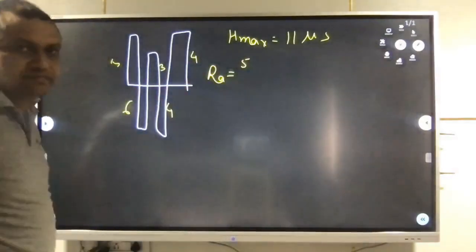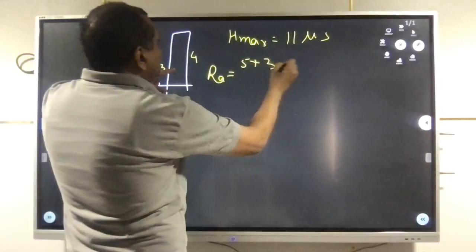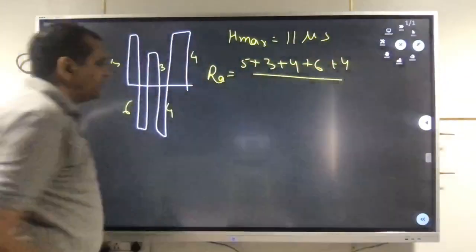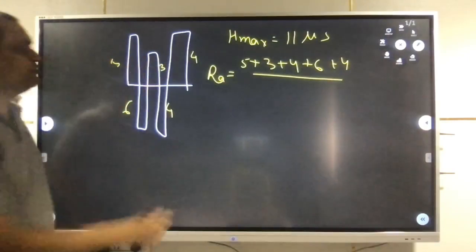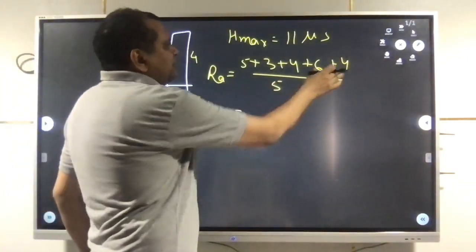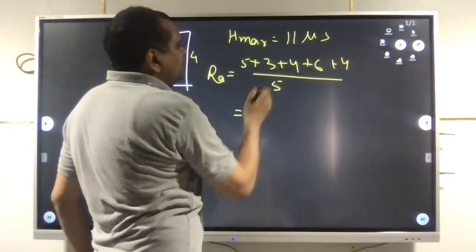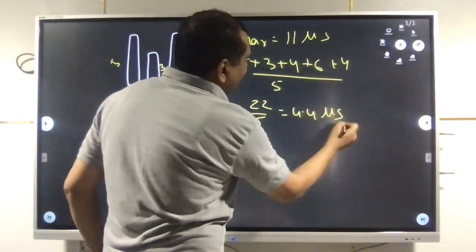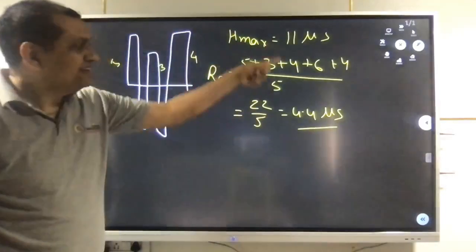5 plus 3 plus 4 plus 6 plus 4, and how many data points? 1, 2, 3, 4, 5. 10, 17, 22, divided by 5, so 4.4 microns will be the CLA value. See, it's not h max by 4.